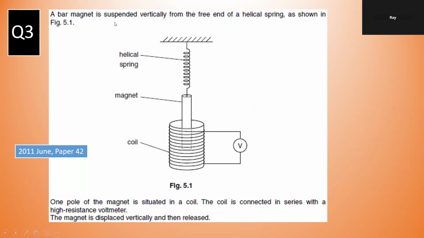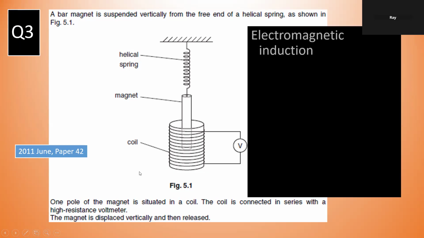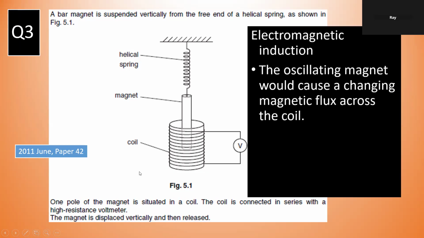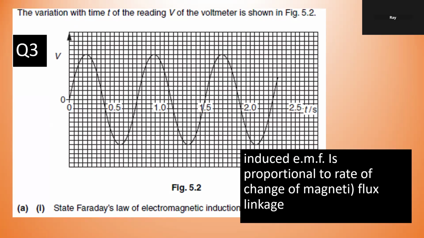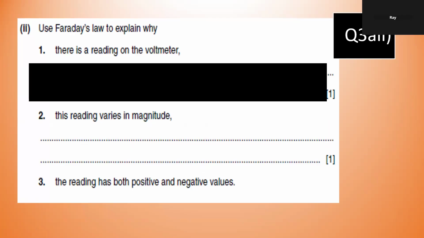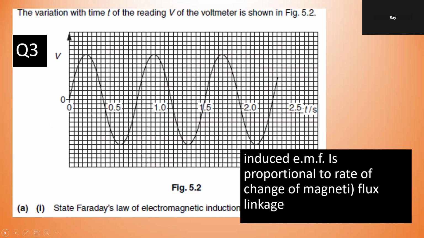Right? Less than 1 minute. A bar magnet is suspended vertically from the free end of an elliptical spring as shown. One pole of the magnet is situated in the coil. The coil is connected in series with a high resistance voltmeter. The magnet is displaced vertically and then released. Right? This is electromagnetic induction. The oscillating magnet will cause a changing magnetic flux across the coil. The high resistance voltmeter will measure the EMF induced. State Faraday's law. Right? That one, nothing much. So I didn't bother.